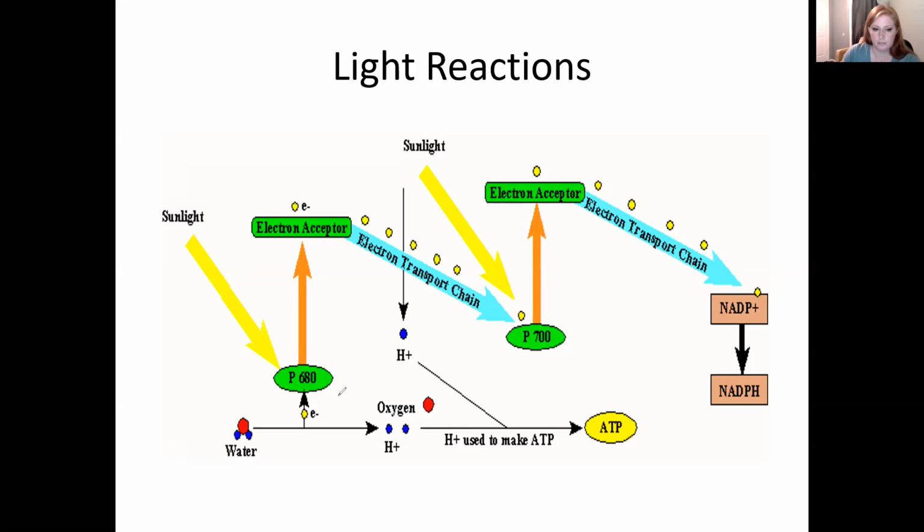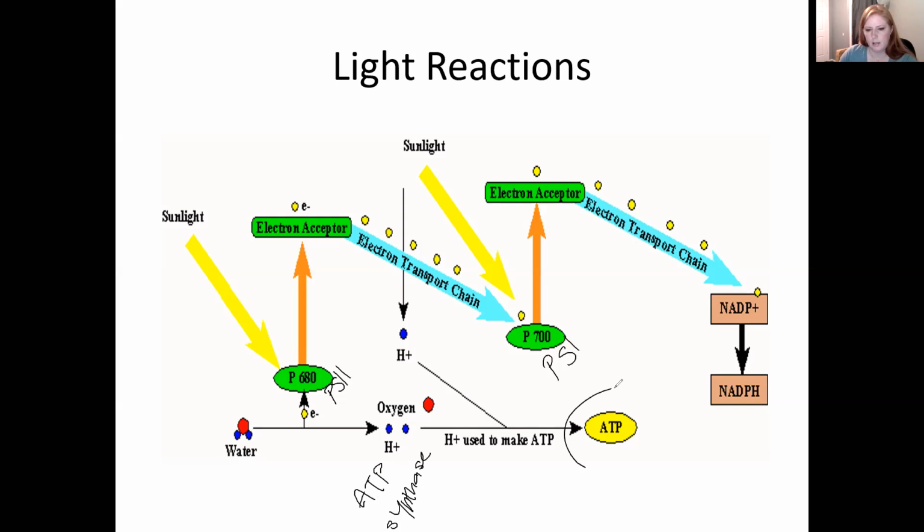Sunlight hits photosystem 2, or P680, and the electrons get excited. Electrons go down the electron transport chain, and hydrogen protons are forced out to form a proton gradient. Electrons hit photosystem 1, are re-energized, and go down another electron transport chain where they're handed off to NADP+ to form NADPH. The hydrogens pass back through an ATP synthase, which gives us ATP.